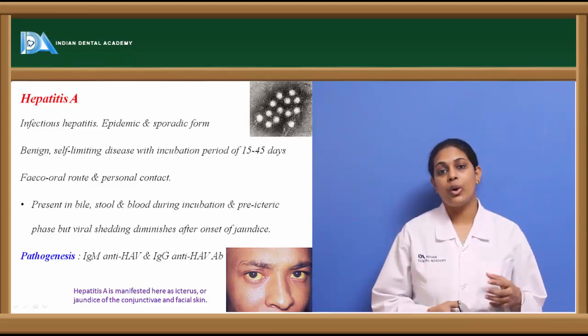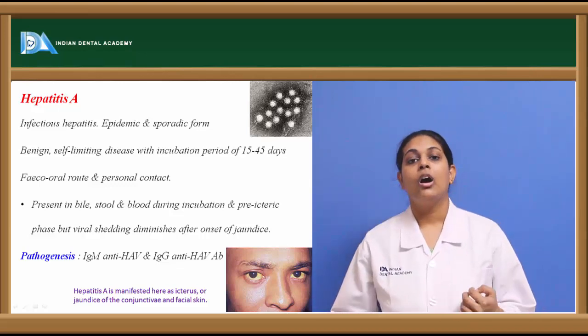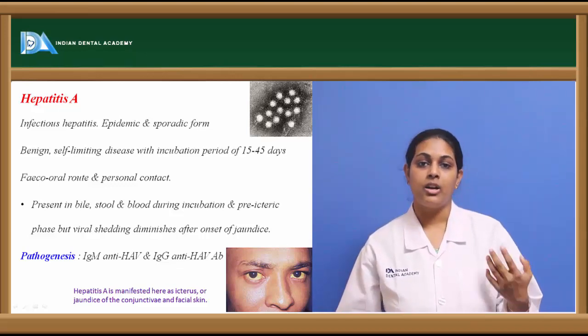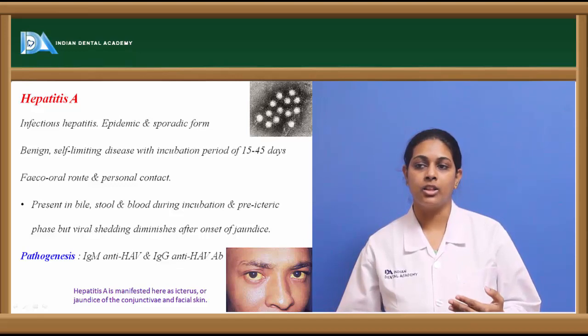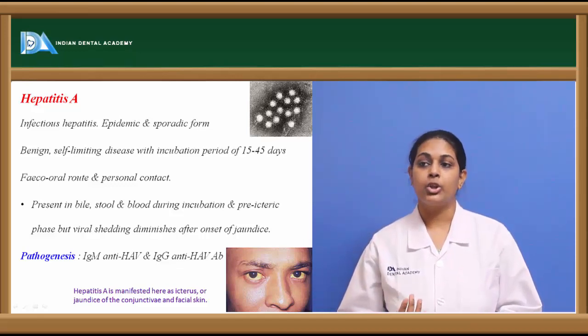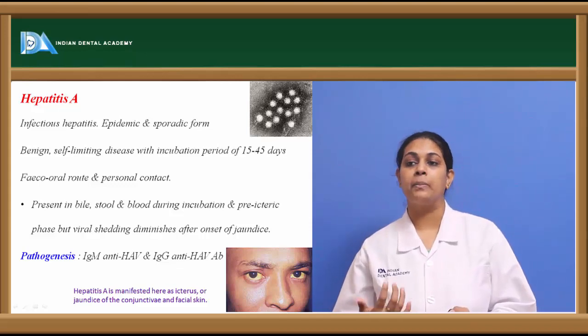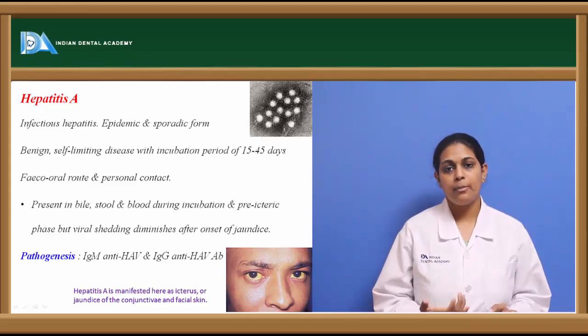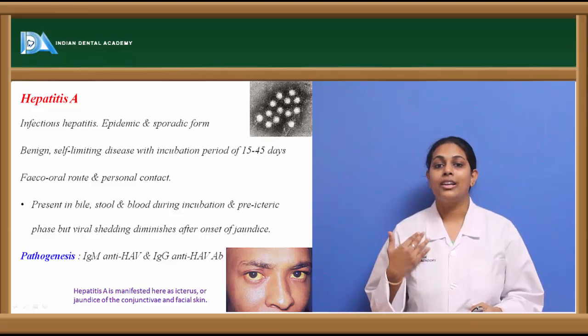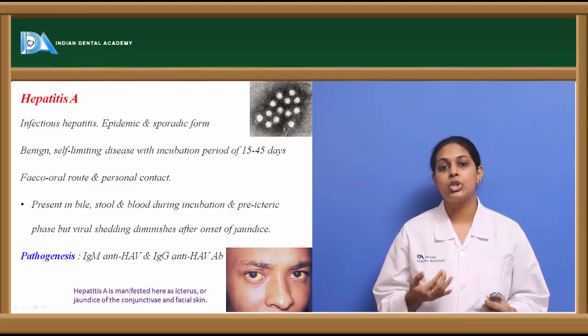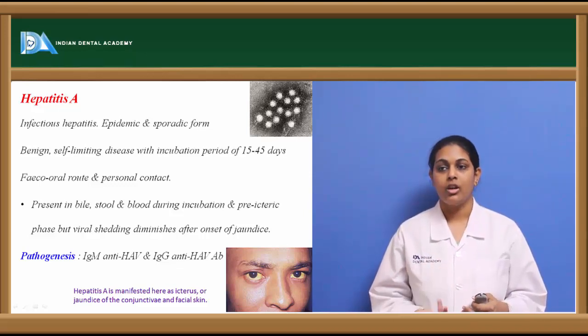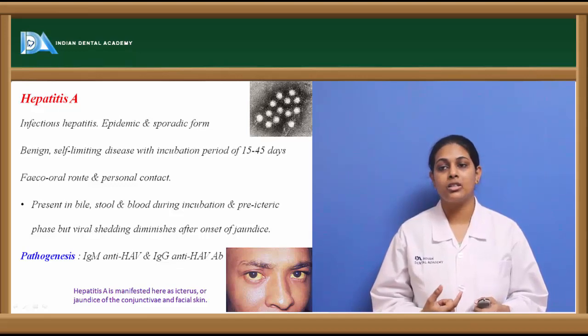Once this virus enters the body of the host, it is seen present in bile, in stool, or even in blood during the incubation period as well as during the preicteric phase. But the viral shedding, that is the release of the virus, diminishes once the jaundice sets in. So this is what is about hepatitis A virus.